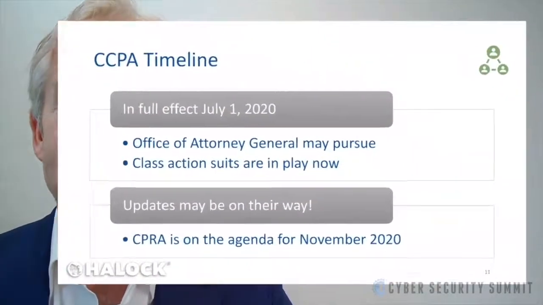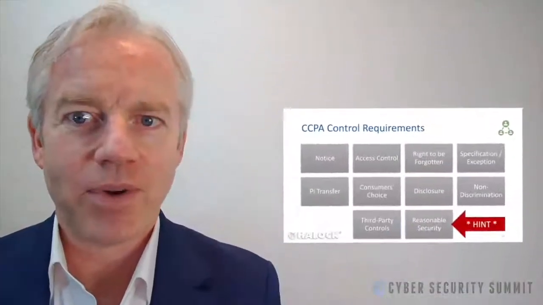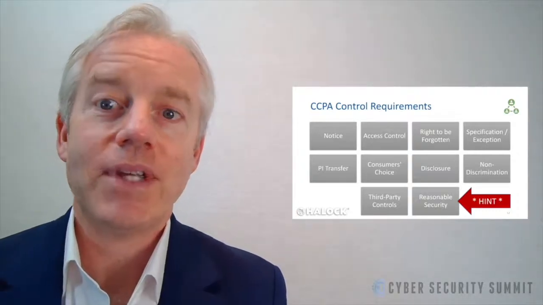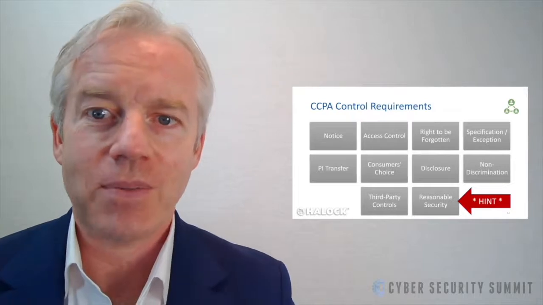What's the timeline for CCPA? Well, by now, it's in full effect. The Attorney General started to pursue this as a fully written regulation on July 1st of 2020. Class action suits are also now in flight. And there's an update that appears to be on its way. CPRA, set for legislation in November 2020, actually increases private rights of action. So it makes it easier for people to sue as a class against organizations who violate CCPA.